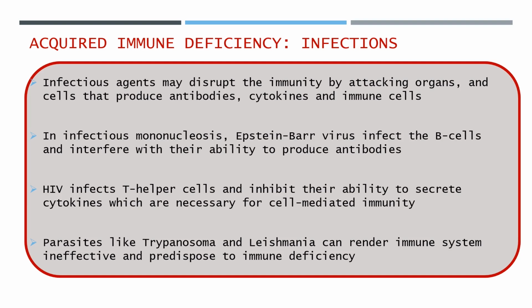Another very important and common example is HIV infection, which is able to infect T helper cells and interfere with their ability to secrete cytokines, which are very important for cell-mediated immunity. And once cell-mediated immunity is interfered with, the infected individual is no longer able to mount any form of immunity against opportunistic infection. That could explain why in HIV infection, the patients are susceptible to opportunistic infection.